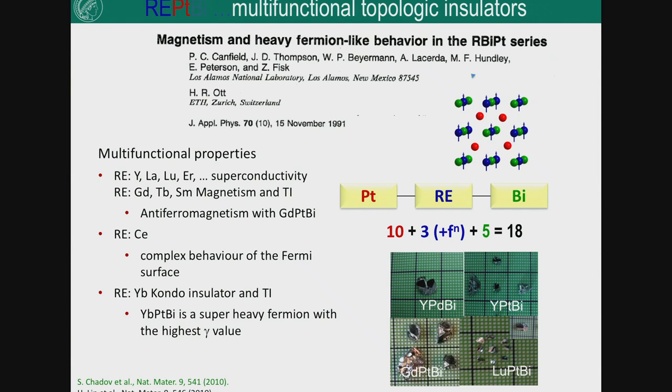And as I said, also the ytterbium compound is a heavy fermion with the highest gamma value. Nobody looked for the link between the topological insulator band inversion and maybe the reason why ytterbium has the highest gamma value as a super heavy fermion is maybe related to topology. Cerium has a very strange Fermi surface, so we had no time to study this so far. There's for sure something interesting and so on.